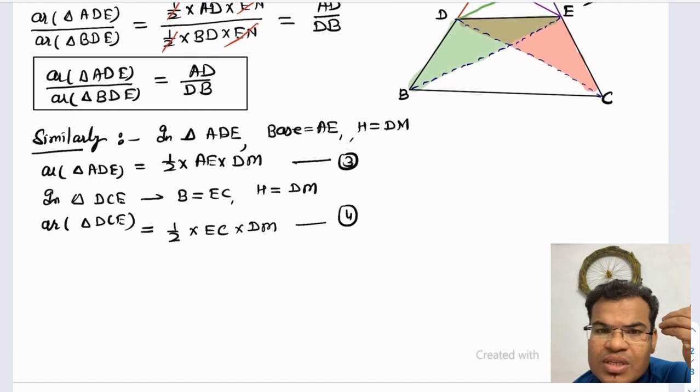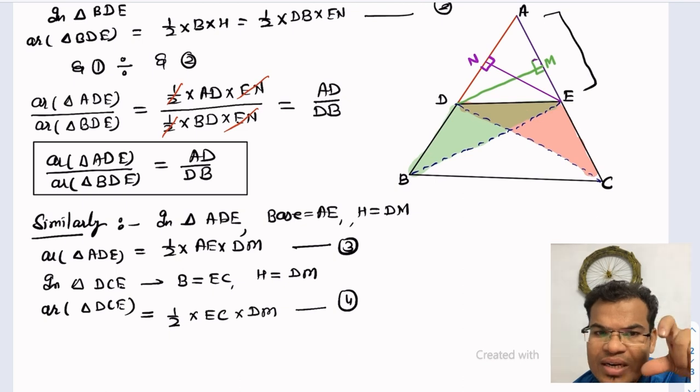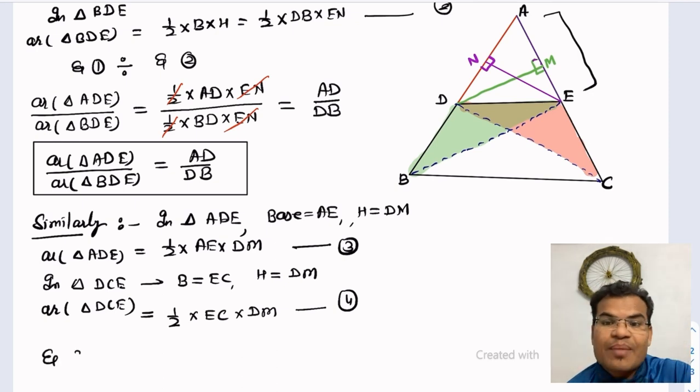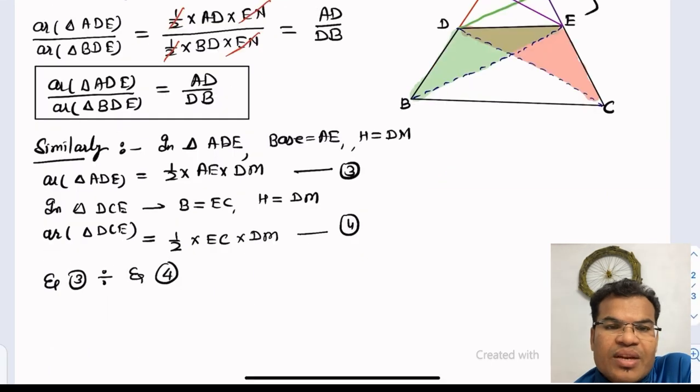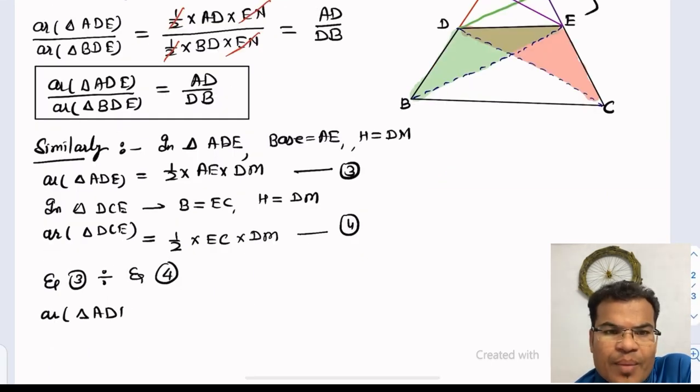So again, equation 3 divided by equation 4. You can understand that 1 by 2 cancels, DM cancels on the right hand side, so I will get AE upon EC. That AE upon EC is what I actually want on the other side. So equation 3 divided by equation 4 gives area of ADE upon area of DCE. This is on the left hand side. So I'm writing both the things here on the left hand side.